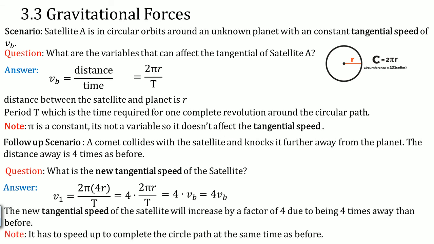Therefore, I can conclude that the new tangential speed of the satellite will increase by a factor of 4 due to being 4 times farther away than before. Note, it actually has to speed up because now it's further away from the planet. Therefore, the speed has to increase for it to complete the circle in the same amount of time. That's why this is 4 times as much as before. And this is referred to as the tangential speed. There you go.